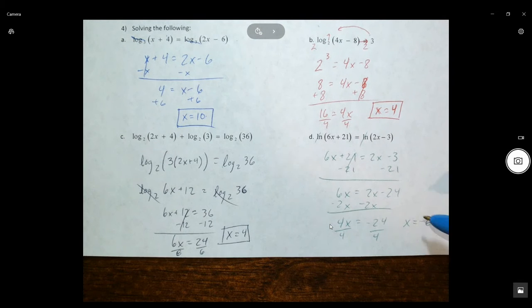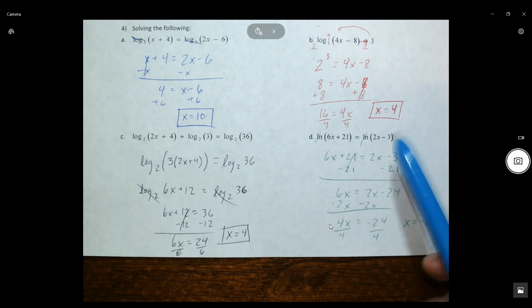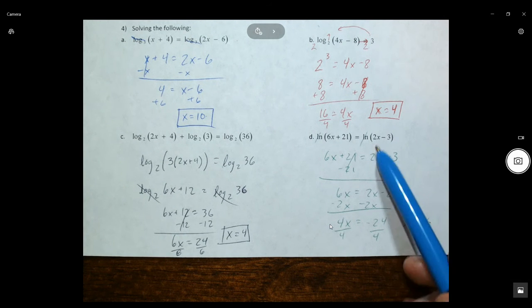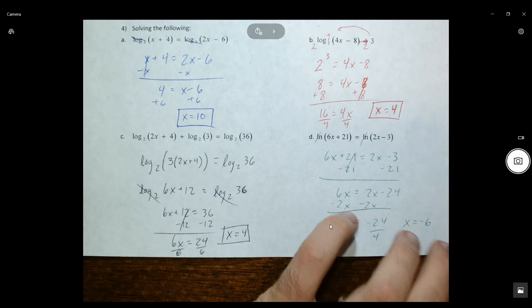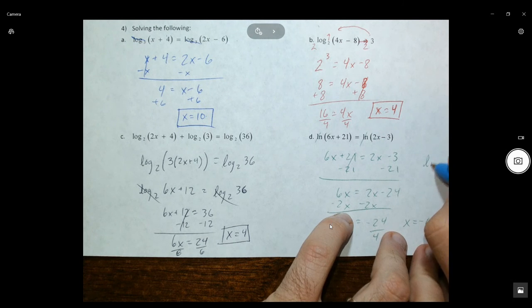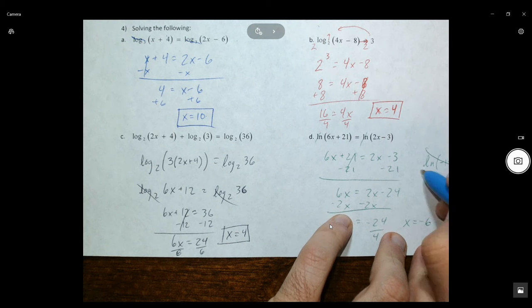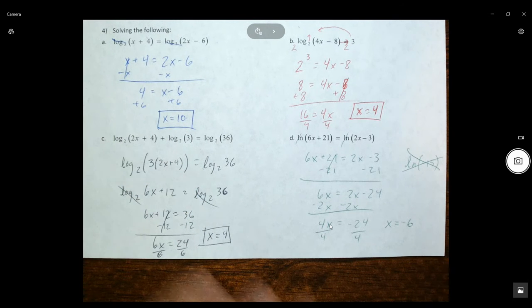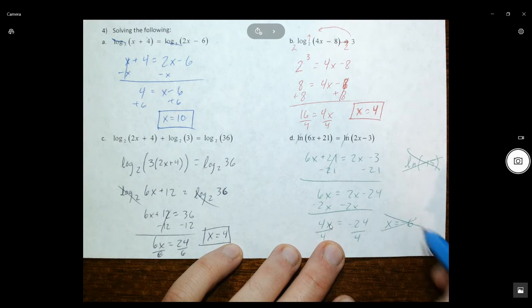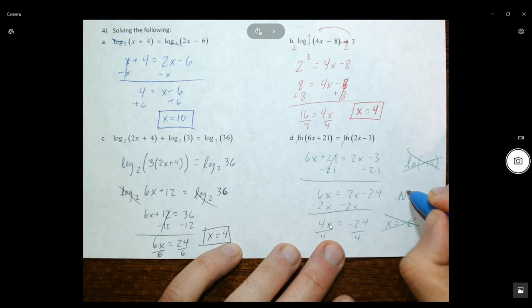When I plug this back in, let's just plug it into the right side. I get negative 6 times 2, which is negative 12. Negative 12 and negative 3 makes negative 15. So when I plug this back in, I get the ln, or natural log, of negative 15. That is not okay. Not allowed to have a negative log or natural log. So that means this is not my answer, not a feasible solution. So this is going to be no solution.